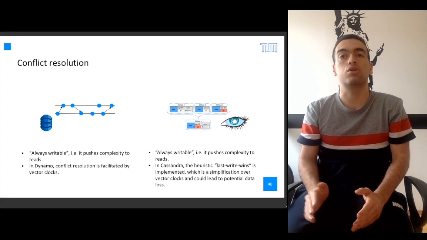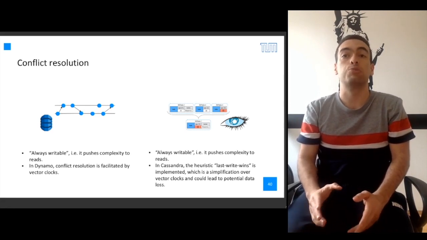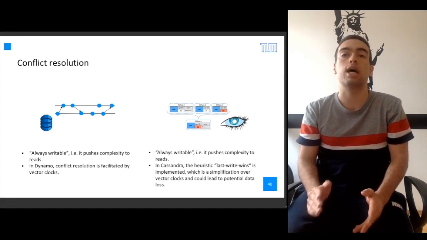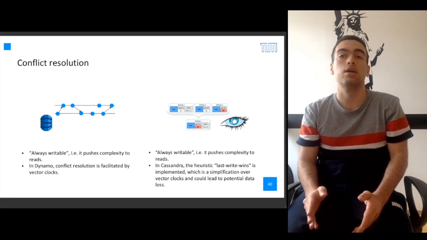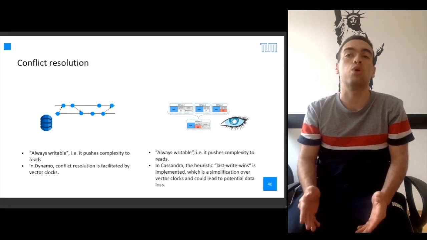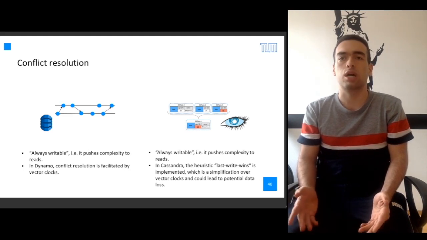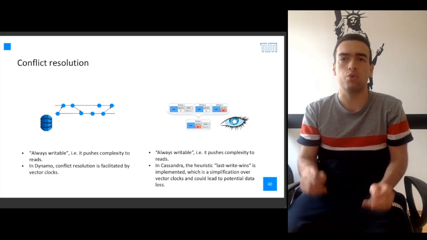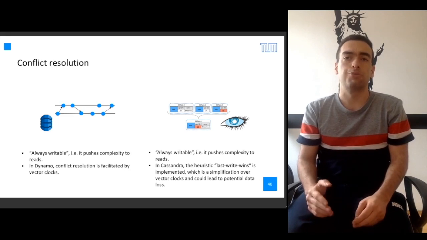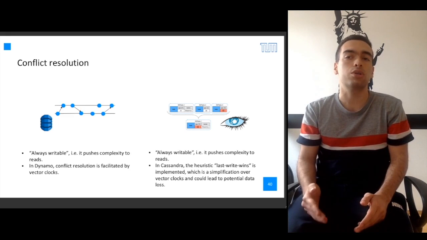An important design consideration is to decide when to perform the process of resolving update conflicts, i.e., whether conflicts should be resolved during reads or writes. Dynamo and Cassandra target the design space of an always writable data store, pushing the complexity of conflict resolution to the reads in order to ensure that writes are never rejected.